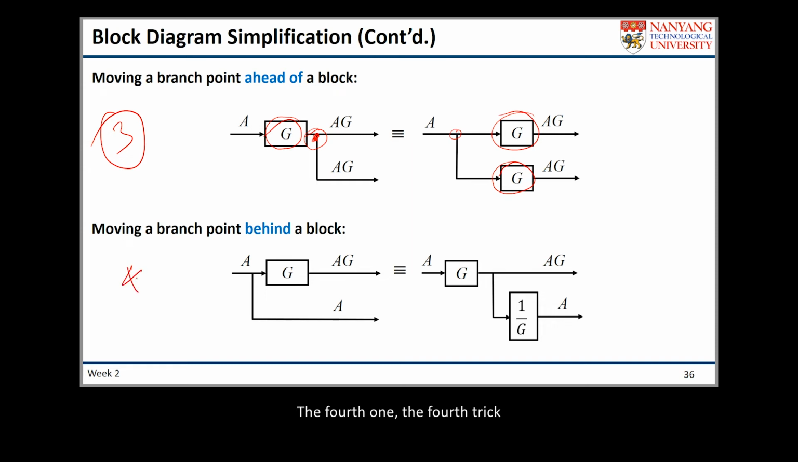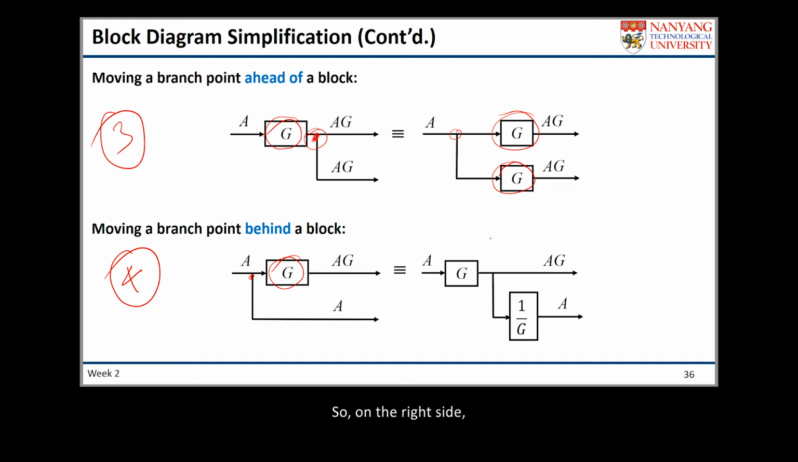The fourth trick that I need to share with you is like the opposite of the previous trick. So in this case, you have a branch point that comes before the transfer function G, and then you want to swap it. It's similar to the previous one, but in the opposite manner. You want to put the branch point after the transfer function G. If you want to do that, yes, again, you can.